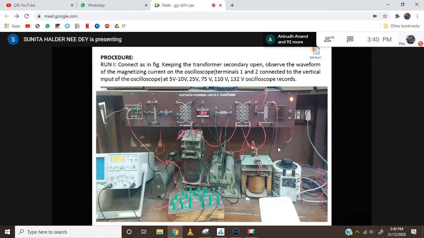Then 132 volt. One thing I have missed here is to insert the apparatus used. If it is possible, I shall insert that in the PPT and give it to you. Anyway, then we shall do it for this one.